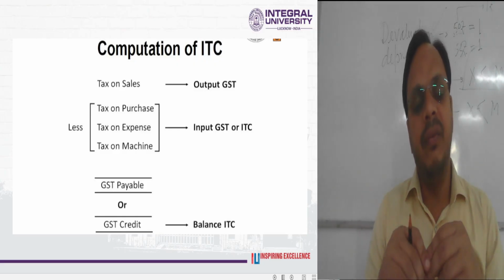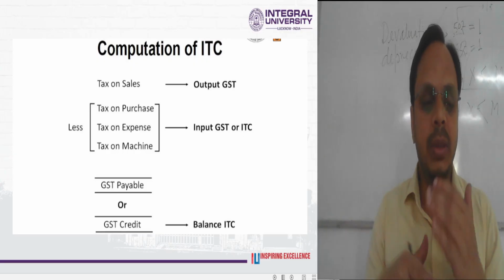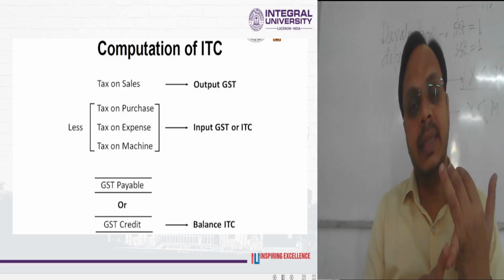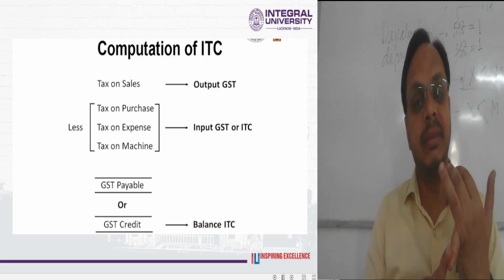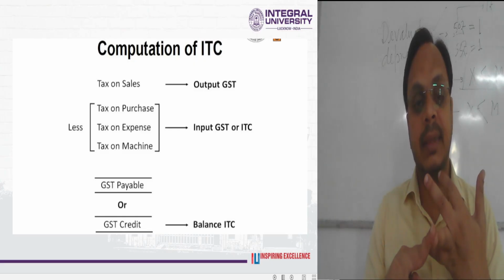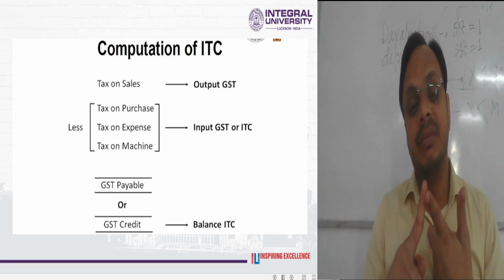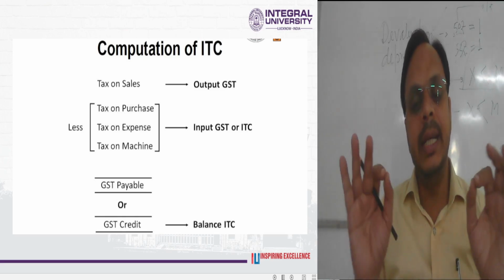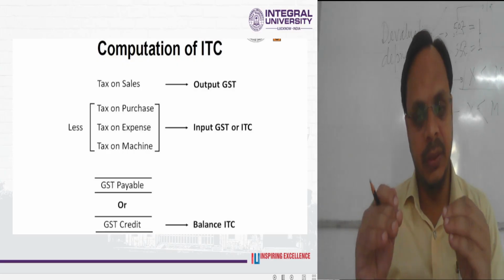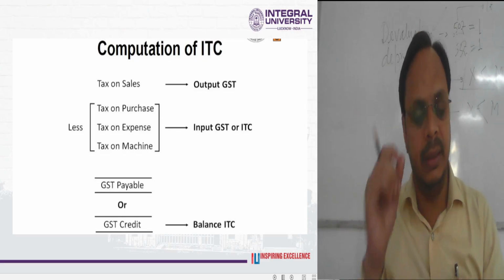So in formula terms, numerically, how is input tax credit calculated? First, tax on sales, meaning output GST, less the tax on purchases, tax on various kinds of expenses, and tax on various types of machines. All of these are part of the input GST, meaning ITC, input tax credit. So GST payable or GST credit is the balance of ITC.